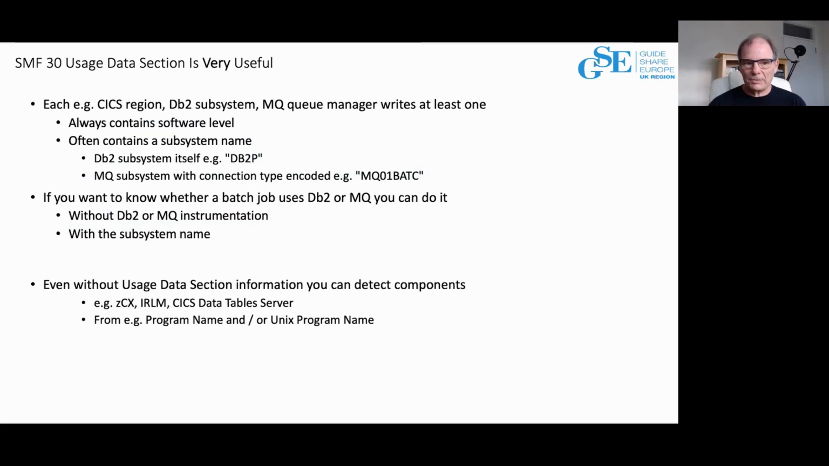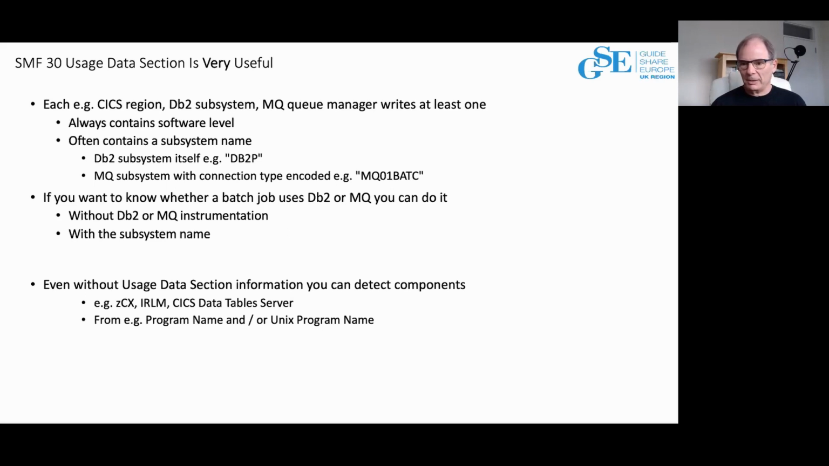So one of the really, really interesting and useful pieces of data in SMF30 address space records is the usage data section. If we take some easy examples, CICS regions, DB2 subsystems, MQ queue managers, each of those address spaces, well, a DB2 subsystem is multiple address spaces, of course, but each of those writes at least one usage data section record that says, hello, I'm CICS, or hello, I'm DB2, or hello, I'm MQ. They always contain the software level.